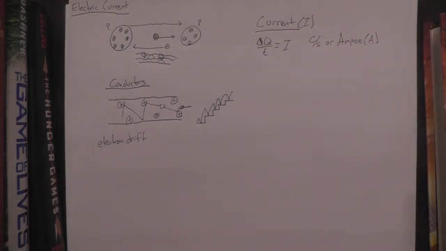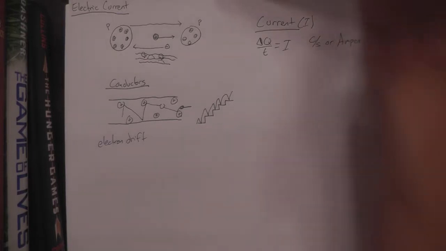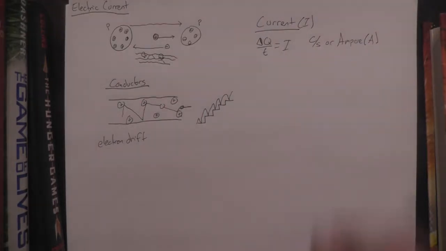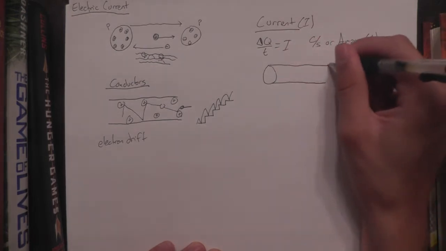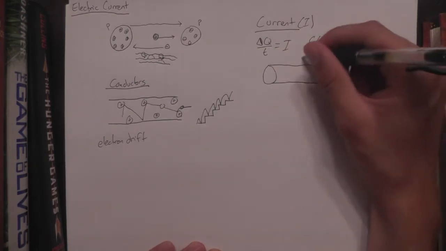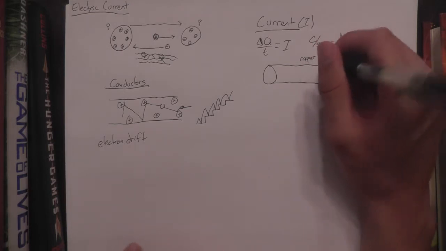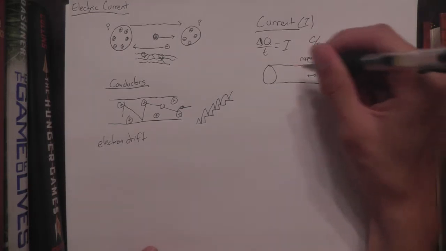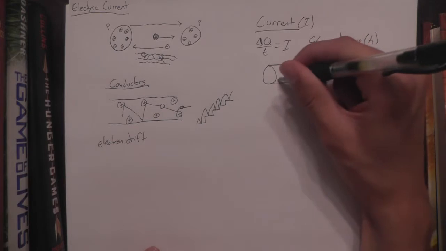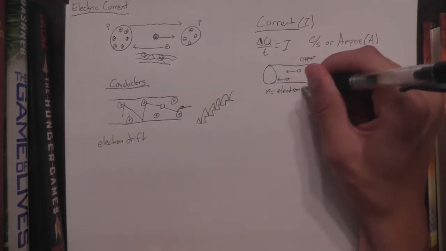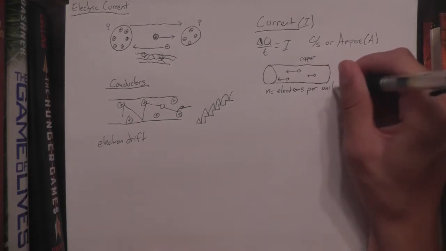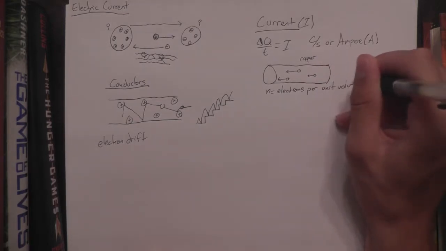Pretty simple right there. However, we can also calculate current using a different method. Take, for instance, you have a certain section of wire or conductor, let's say it's copper wire, because copper wire is a really good conductor, that your electrons are moving through, right? Let's say you have N electrons per unit volume, right?